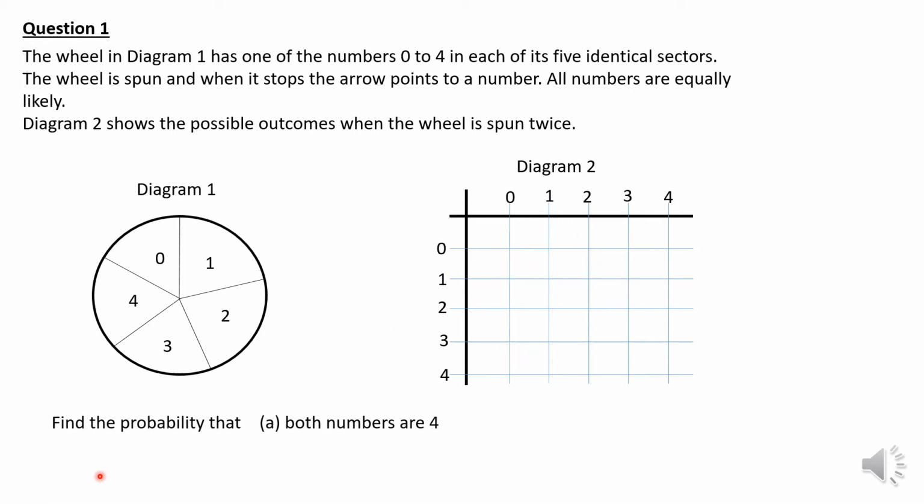When there is a question, for example, what is the probability that both numbers are 4, that is going to be 4 and 4. Well, it's just going to be 1 out of all these possible 25, because this is a 25 grid here. So when you spin it once and you spin it again, the probability of getting 4 both times is 1 out of 25.